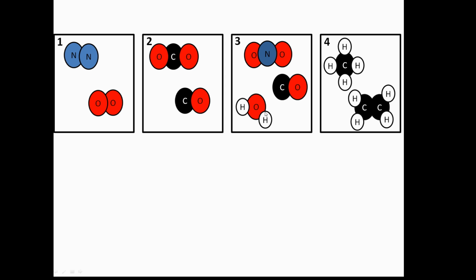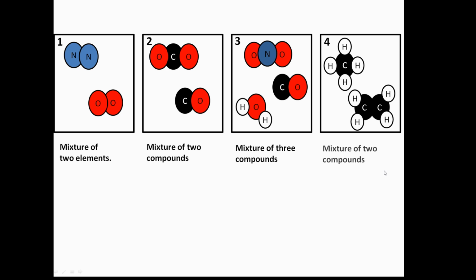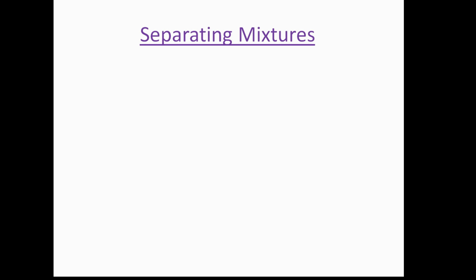Here we've got a mixture of 3 different compounds. We've got nitrogen dioxide, we've got carbon monoxide, and we've got water. And here we've got a mixture of 2 hydrocarbons, which is topic 7, I think, so something to come on to later. Okay, so 2 elements, 2 compounds, 3 compounds, 2 compounds. And again you should be able to draw a diagram of a mixture, or recognize from a diagram what a mixture is.